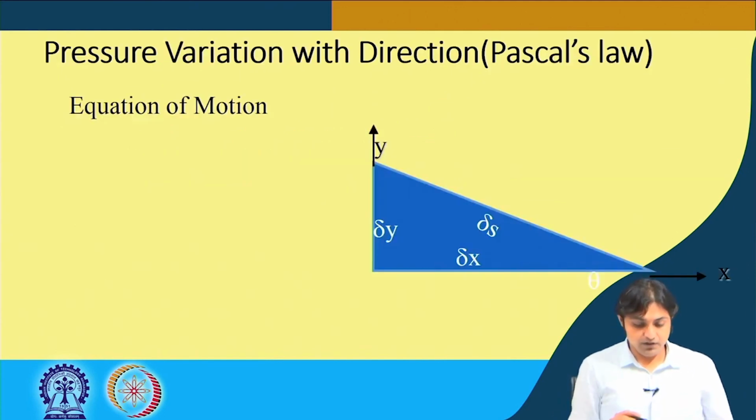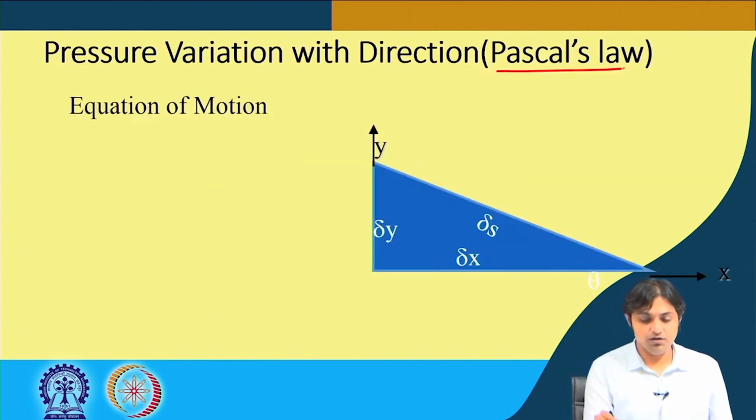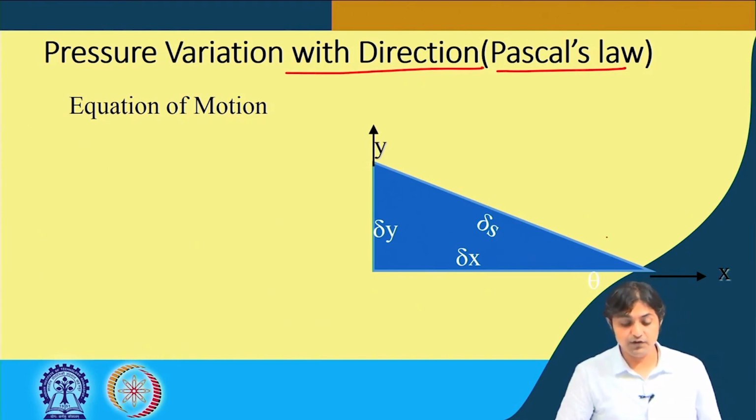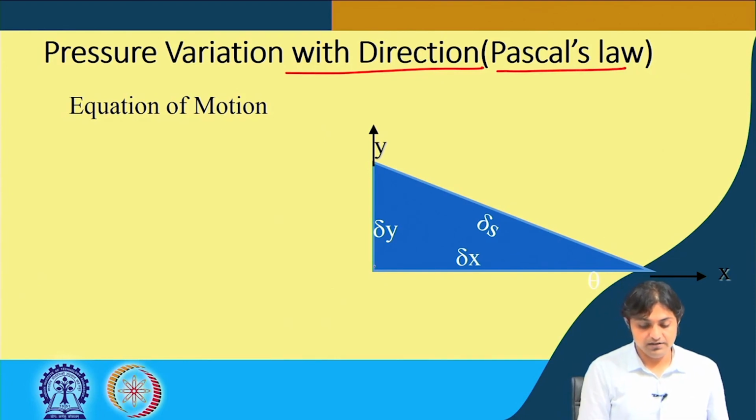So, first we are going to see Pascal's law, which is pressure variation with direction. Very simple. This element, a triangular element that is shown here, is a fluid element. The length in x direction is delta x. This angle is theta here. In y direction the length is delta y, and delta s is the length of this surface.